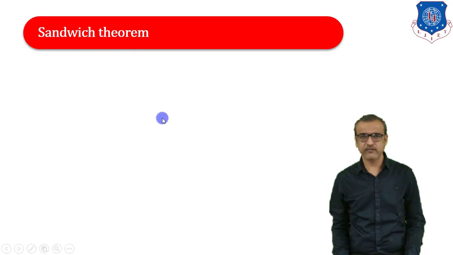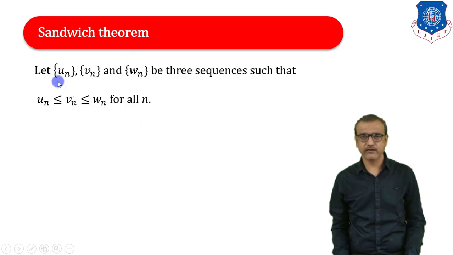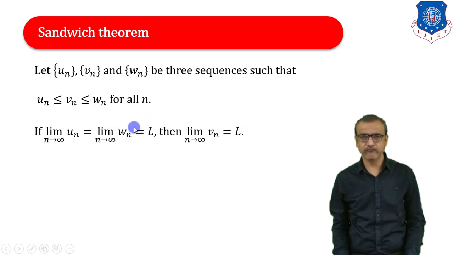Now we will see the Sandwich theorem. So what is the Sandwich theorem? Let un, vn and wn be three sequences such that un is less than or equal to vn, which is less than or equal to wn for all n. If limit n tends to infinity un equals limit n tends to infinity wn equals l, then limit n tends to infinity vn is also equal to l. This is the Sandwich theorem.